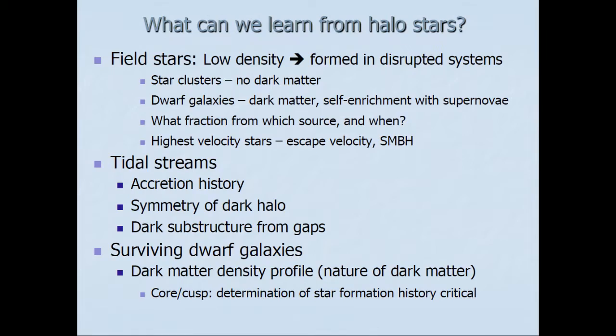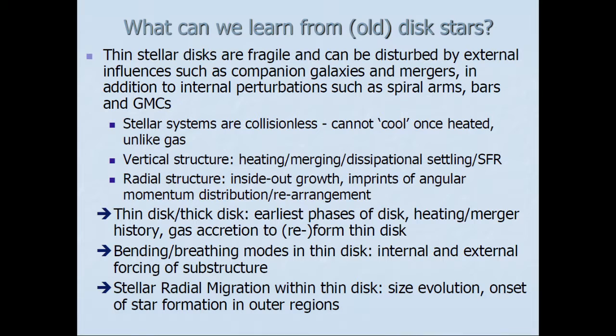Thin stellar disks are fragile. The stars have cold kinematics, low velocity dispersion relative to the azimuthal streaming velocity. They can be disturbed by external influences, small satellite galaxies, large satellite galaxies, but also can be disturbed by internal perturbations, spiral arms, giant molecular clouds, causing perhaps the heating that we see in the velocity dispersion age relation in thin disks.